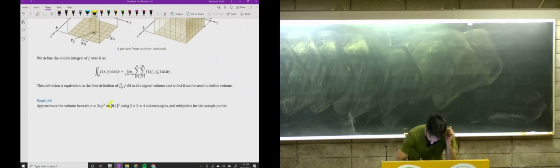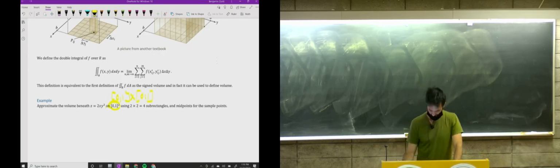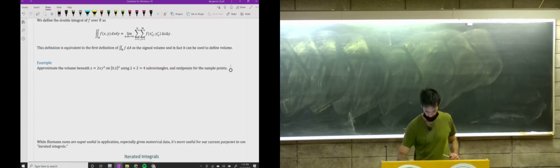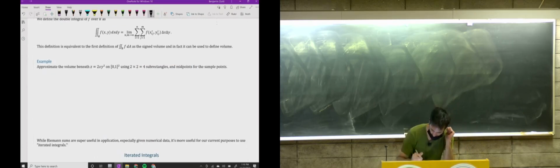And we'll do it on, I had to pick some rectangle. Let's do the unit square, 0, 1 cross 0, 1. Just keep things easy. I could do it on any other rectangle, though. And let's use 4 subrectangles. And let's choose the midpoint of each subrectangle for the sample points. So let me draw a picture of that.